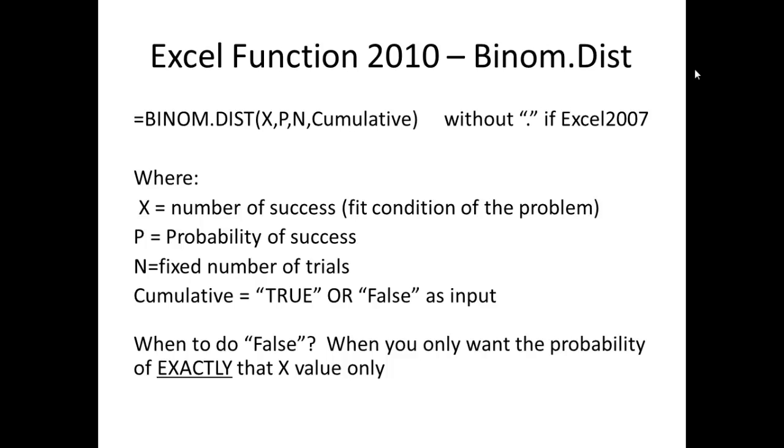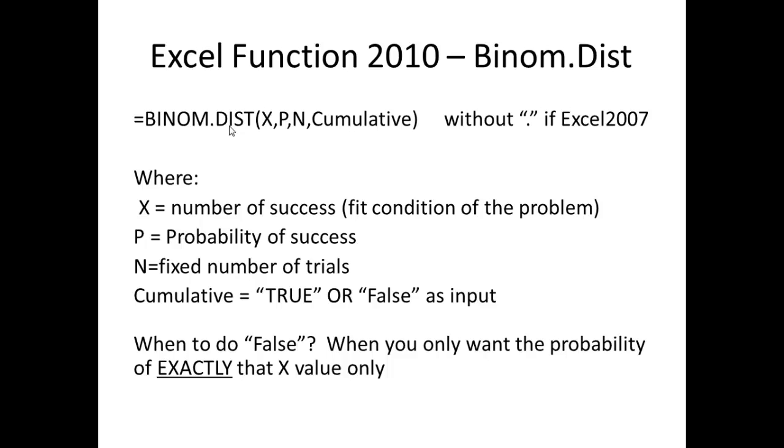So what are the parts to the function? Well, you'll see the binomial distribution has 4 inputs it always needs to be able to calculate the probability. The first one is the X: the number of successes that fit the condition of the problem. P is the probability of success. Then you need N, the fixed number of trials. And then you need to specify true or false as the cumulative input.